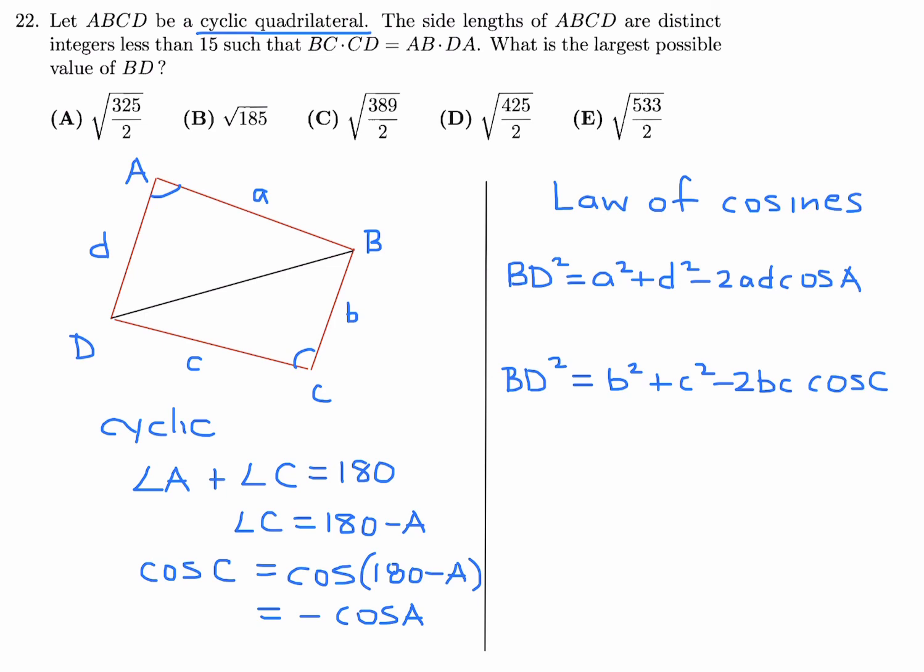Now, just like I did over here, cos of C is negative cos of A, I'm going to put that here, because that makes it similar to that one. And if I do that, I get BD squared is equal to B squared plus C squared. Now cos of C is negative cos of A, so this becomes plus 2BC cos of A.